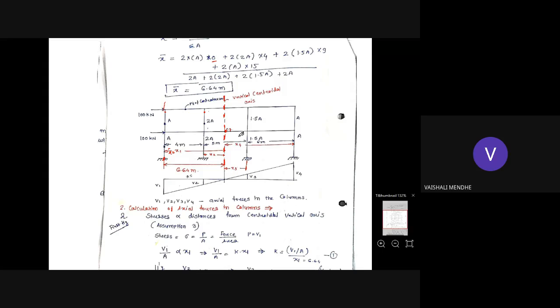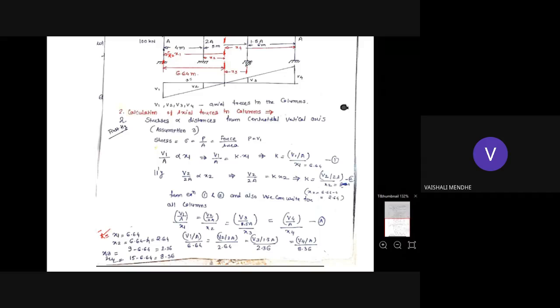The value of x4. So these distances are given. You can find out the value of x1. So x1 you can see here. You see this, I have shown the calculation here. x1 is nothing but x bar, which is equal to 6.64. Then you have to find out the value of x2. x2 will be equal to 6.64 minus 4. That is 2.64.